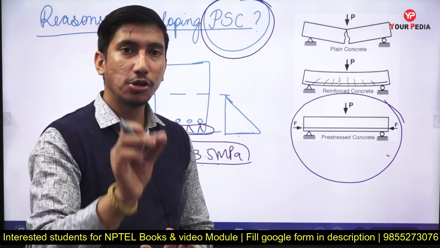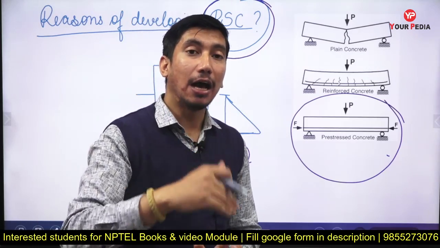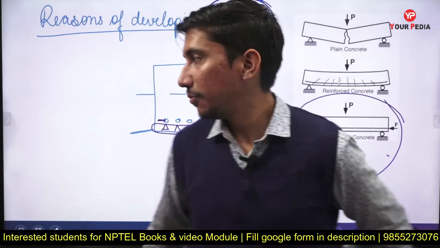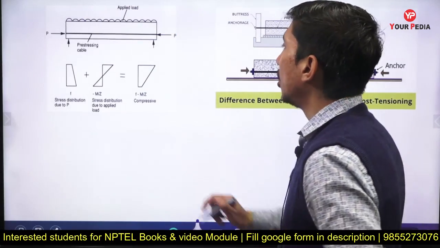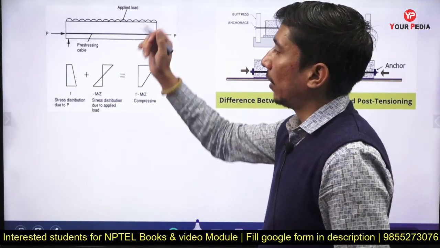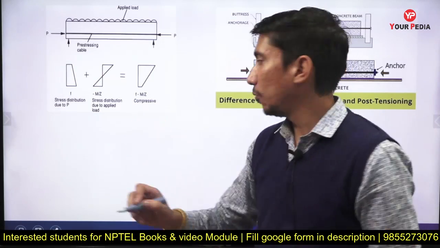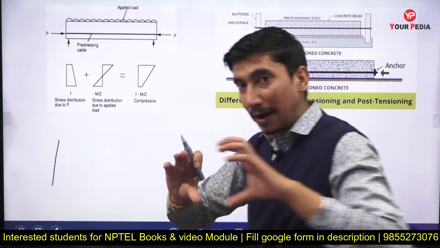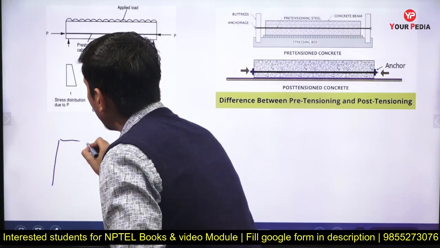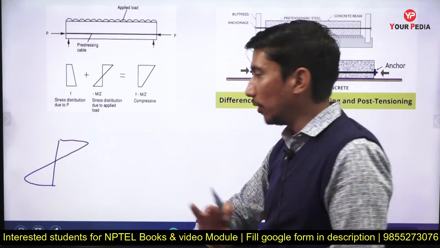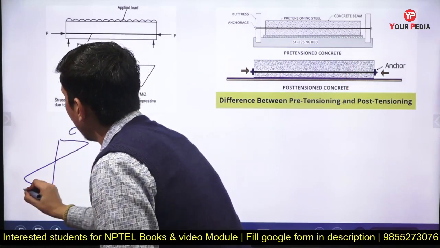Now I have to explain to you the concept of how it is able to save this from cracking. Let me change this slide. What happens is the beam is under bending. So it will develop compression on the upper portion and tension on the lower portion. Say this is compression, some value of compression.